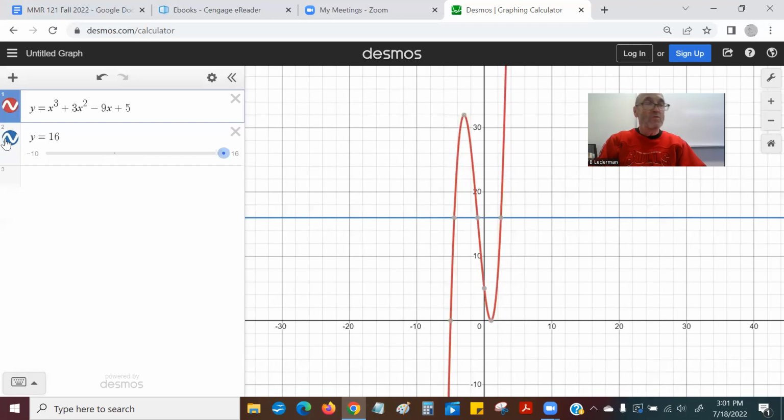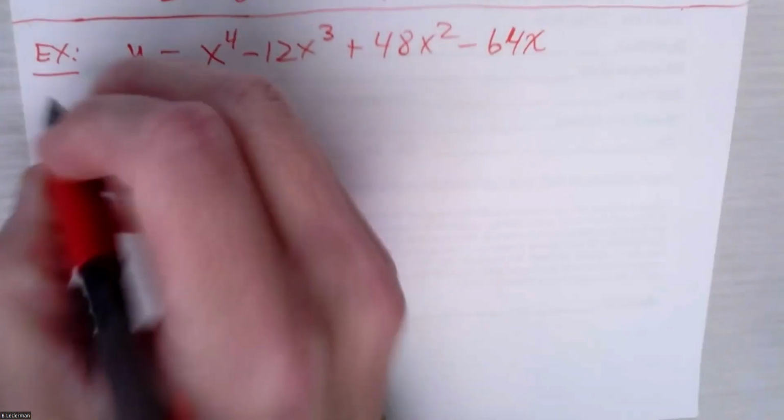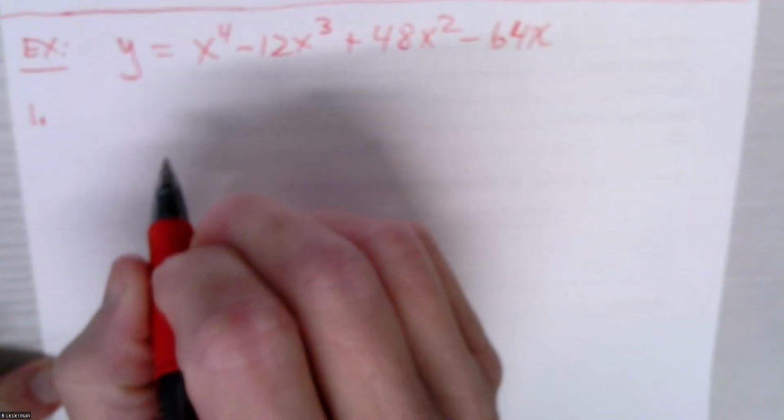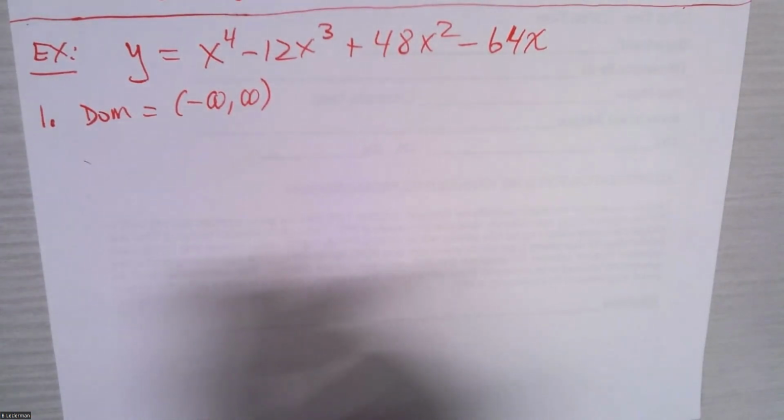Let's see if we could do another nice example. Okay, we're going to go through step 1. We want to sketch this curve here. So the domain is all real numbers, -infinity to +infinity, and the range.